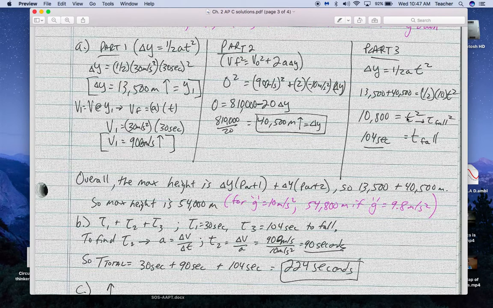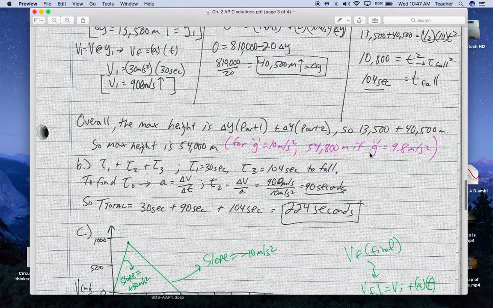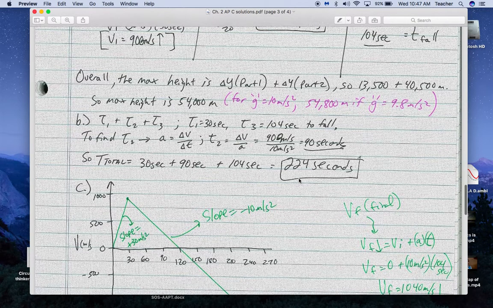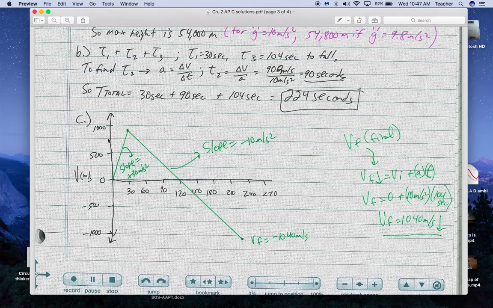Now, to figure out the falling time, I can use this general equation. The total amount of this is 54,000 divided by 5. 10,800 equals t squared. So the falling time is around 104 seconds. So the total time this thing is going to be in the air with rockets burning and coasting and falling is 224 seconds. So it asked also to have the velocity time graph.